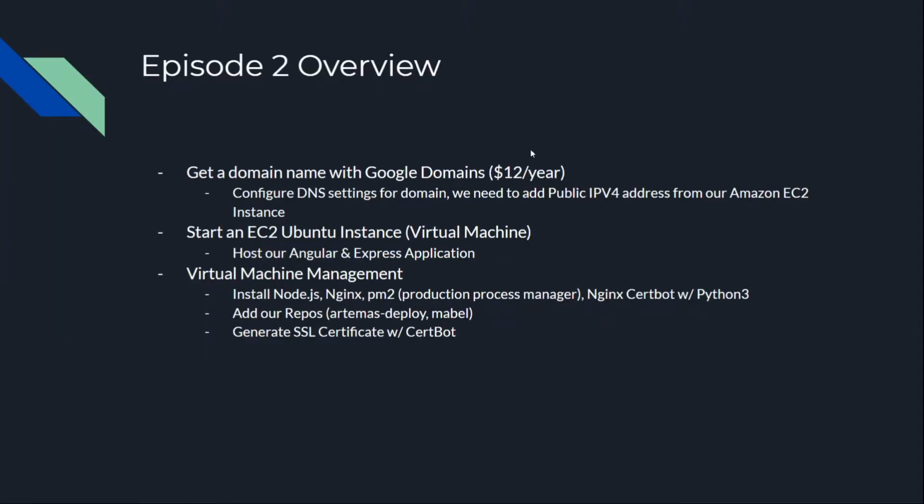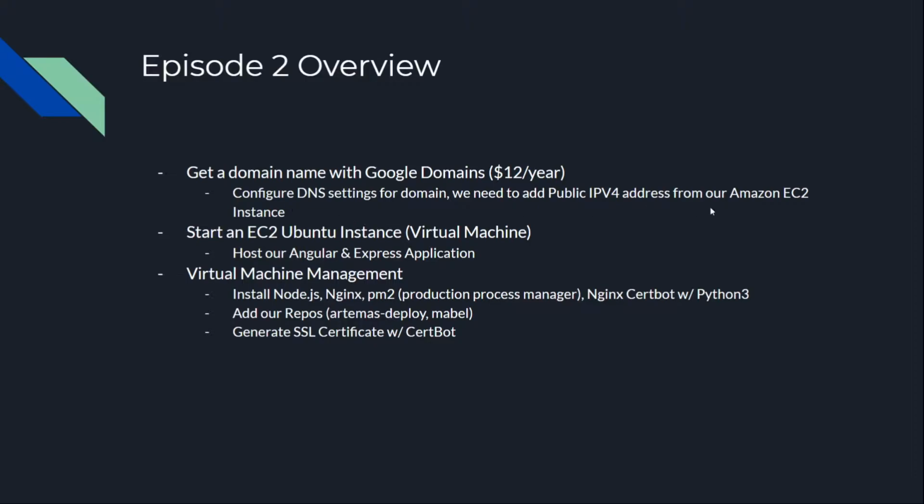Okay, so this is kind of the outline of the episode, and this is somewhat the order that we go in. So we start out the episode with getting a domain name. For my purposes, I chose Google Domain. It's about $12 a year.